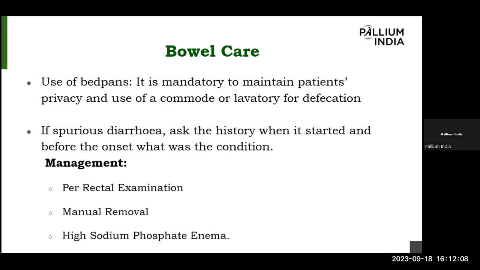Sometimes the caregiver will complain that since the last 2 days the patient has been passing loose stool. They might be thinking this is a form of diarrhea. But if you take a proper history, you will get a good picture of the bowel movement and bowel history, so that you can identify whether there is spurious diarrhea or not. If they have spurious diarrhea, you have to do a per rectal examination and find out whether they have a ballooned rectum or not. If the rectum is ballooned, it indicates that stool is obstructed in the high part of the intestine.